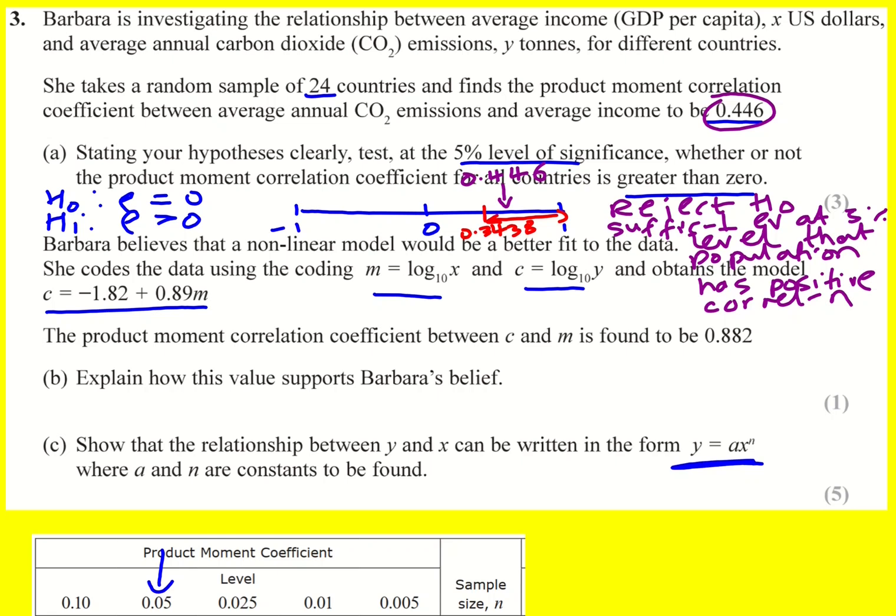And because the product moment correlation coefficient is very close to 1, it means that a straight line will be a good fit. So that's why the value supports Barbara's belief. r is approximately 1, which implies a straight line will be a very good fit. I will circle back to this at the end.